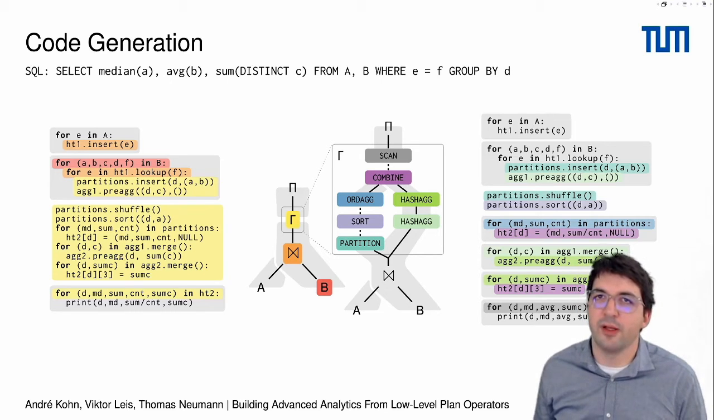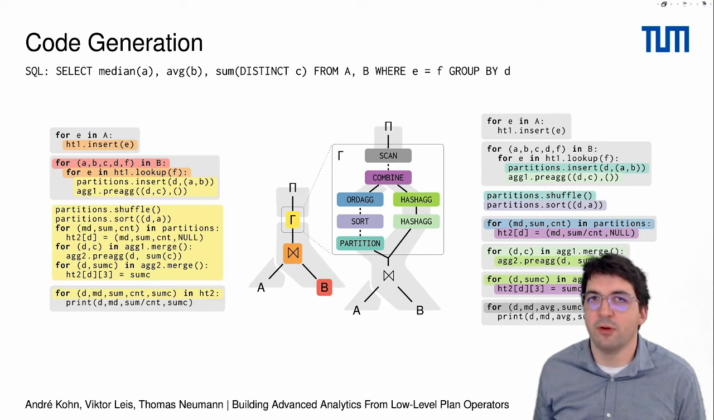This example query here extends the motivational query from before with an additional join predicate. The pseudocode that gets generated using the traditional aggregation logic is shown on the left, the one from the low-level plan operators on the right. We can see that the programs are actually the same, apart from the highlighting, which emphasizes that monolithic aggregation logic might already implement our optimizations today.